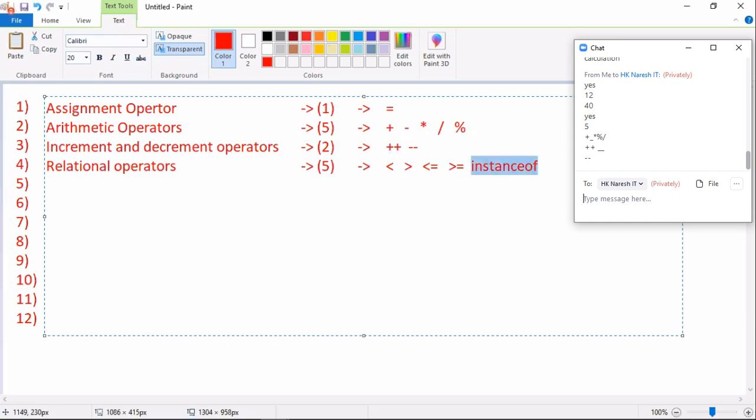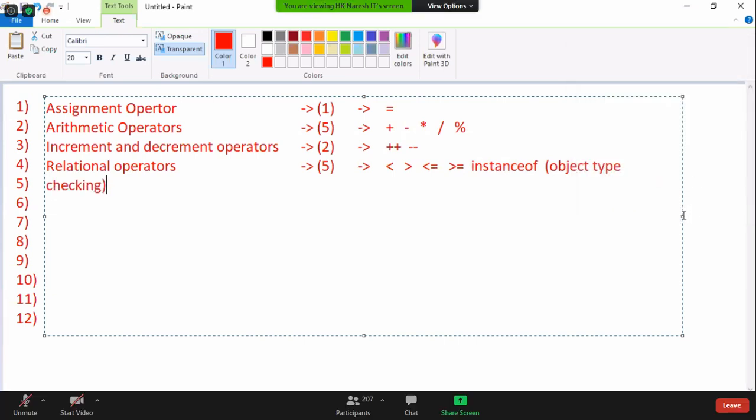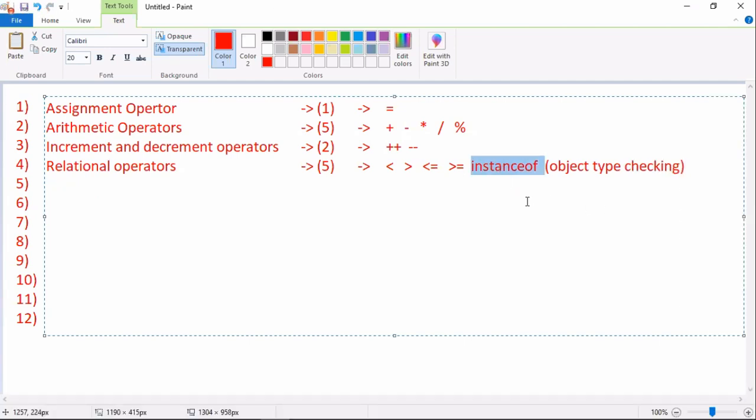We also have one more word called instanceof. The instanceof operator is also a relational operator. Some people call it an object type checking operator. Instanceof is a keyword. I told you what an operator is: a symbol or a word. Instanceof is a word that is also acting as an operator. It can be called a relational operator, or an object type checking operator.